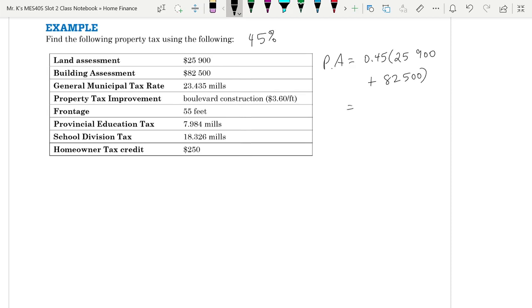So there we go. Punch buttons. What do you get if you punch buttons on that? Add those two numbers up and times them by 45%. I am being taxed on $48,780 worth of my property. That's where we're at.